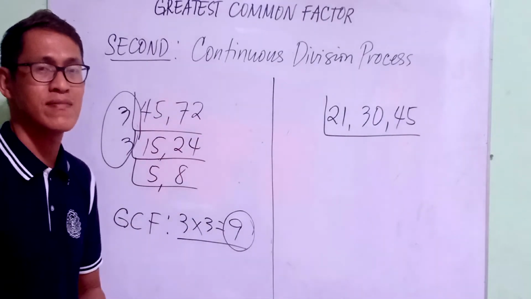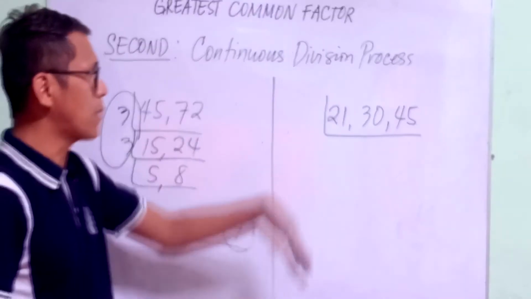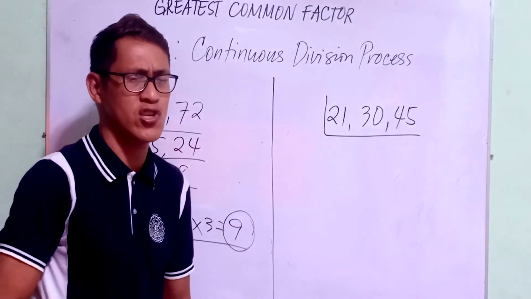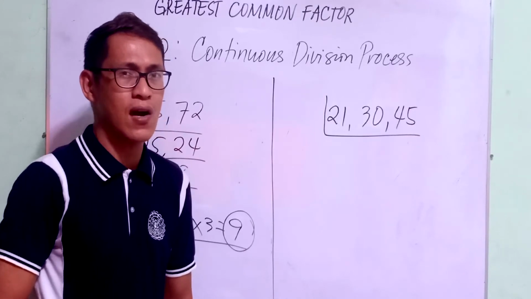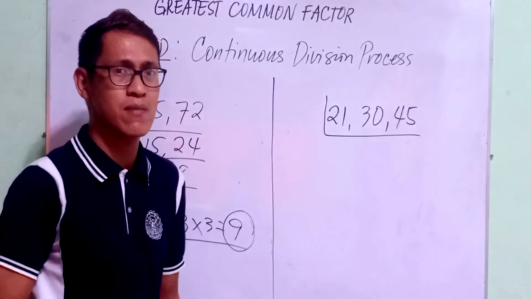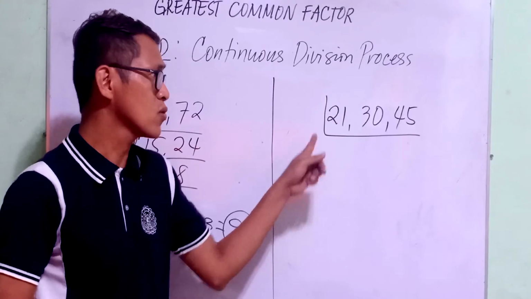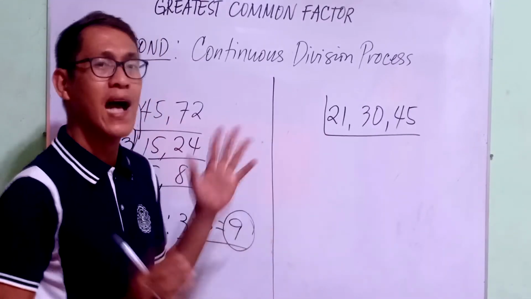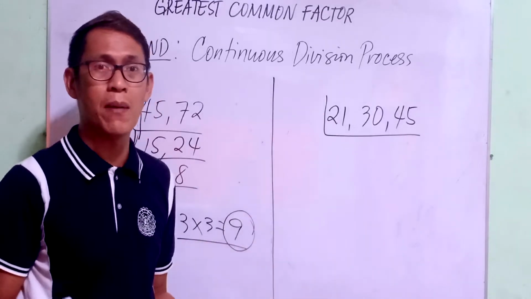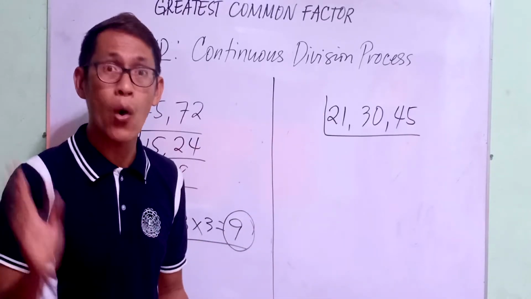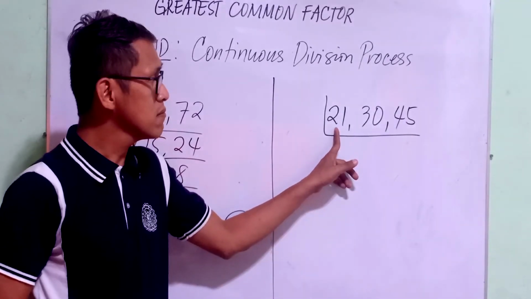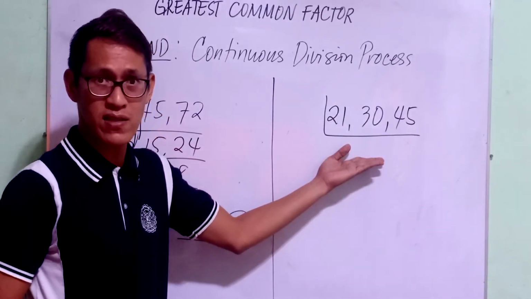That's the GCF. Now let's use three numbers: 21, 30, and 45. What is their GCF? Again, let's use the divisibility rules. Let's start with 2. 21 is not even, so it's not divisible by 2. If there are three or more numbers, be sure you can divide all the numbers. So this is not divisible by 2, right?